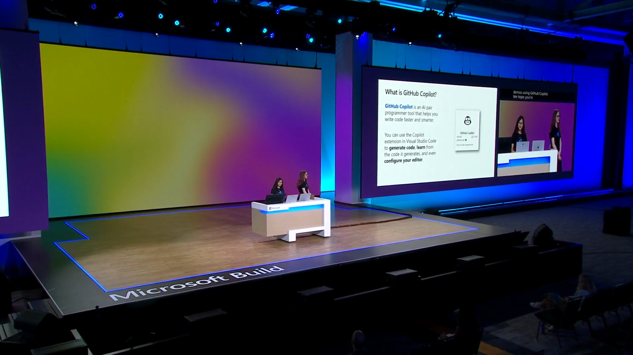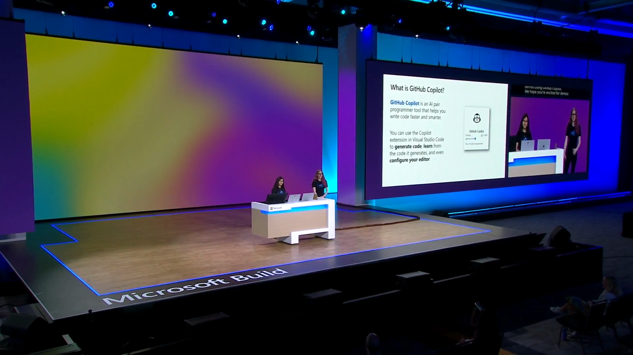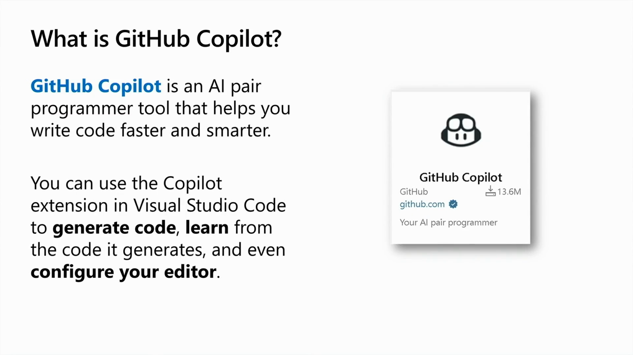As I'm sure you might have heard once or twice by this point in Build, GitHub Copilot is an AI pair programmer tool that's going to help you write code faster and smarter in Visual Studio Code. You can use it in VS Code via the Copilot extension, as we show there on the right. As promised, only about 1 minute on slides. Let's go ahead and dive into our first demo.